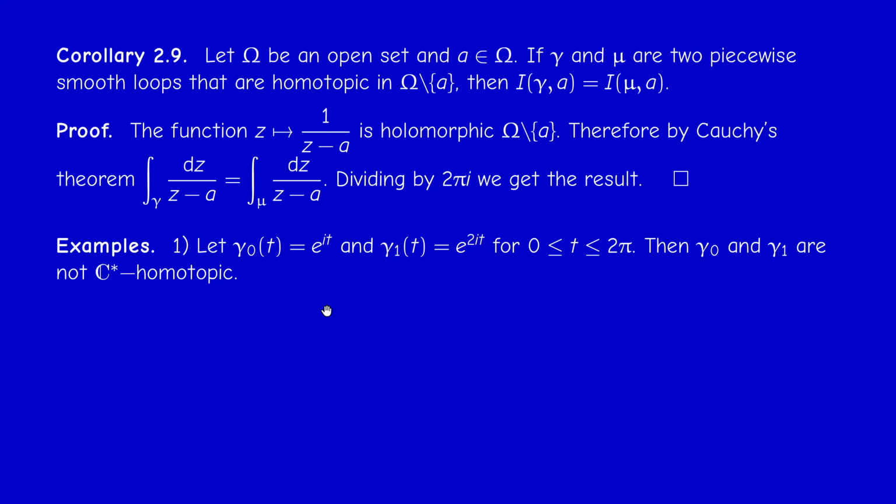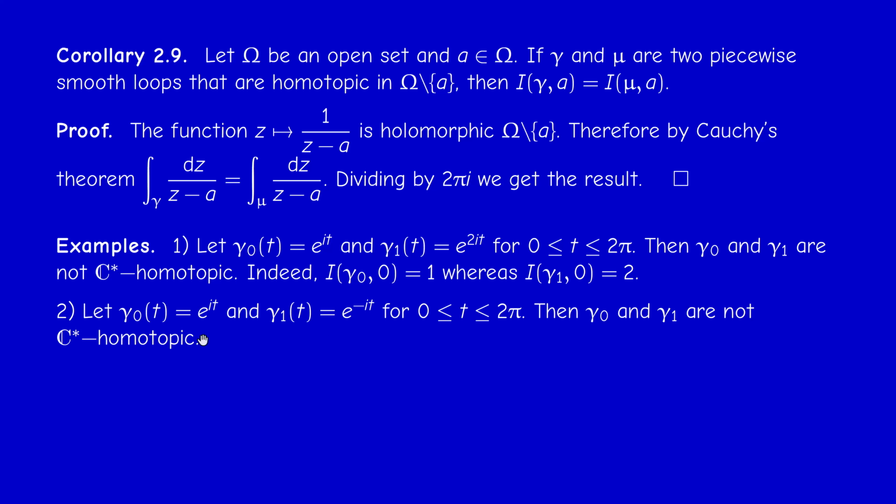Okay, so if we take the circle that travels once around the origin, and the circle that travels twice, e to the i t, then they are not C-star homotopic. On an intuitive level, we understand why, because this one's once, this one's twice. But we have the notion of index that makes this precise. So the index of gamma 0 with respect to 0 is 1, as we saw in a previous video. However, the index of gamma 1 is 2. So since the two loops have different indices, they cannot be homotopic in C-star. Okay, so this is the rigorous proof.